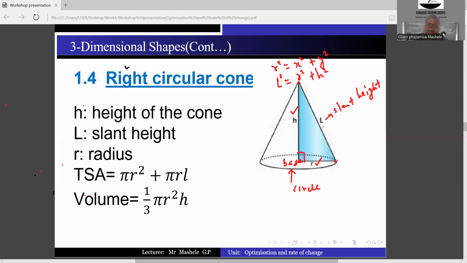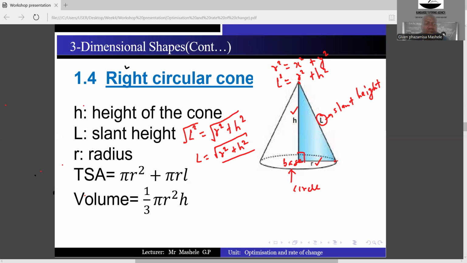So if we take L squared, it will be equal to the R squared plus the height, the H squared. So we can determine the slant height by making a root sign. So the L is the root of the R squared plus the H squared. So if we know the radius and the height, then we can determine the slant height.